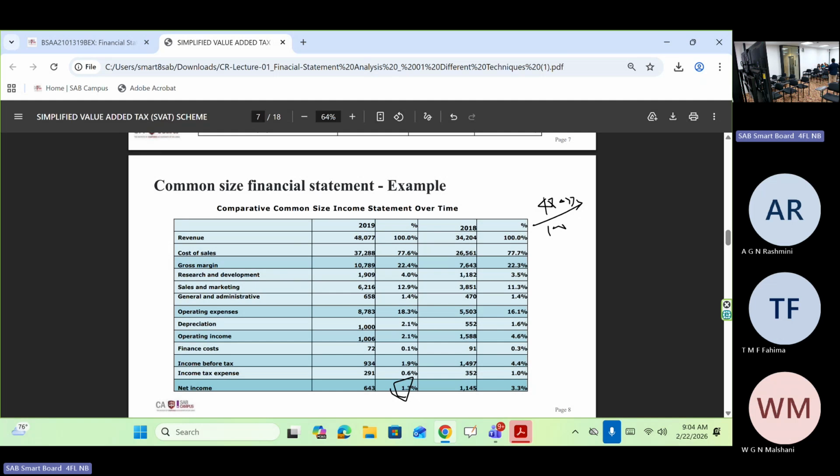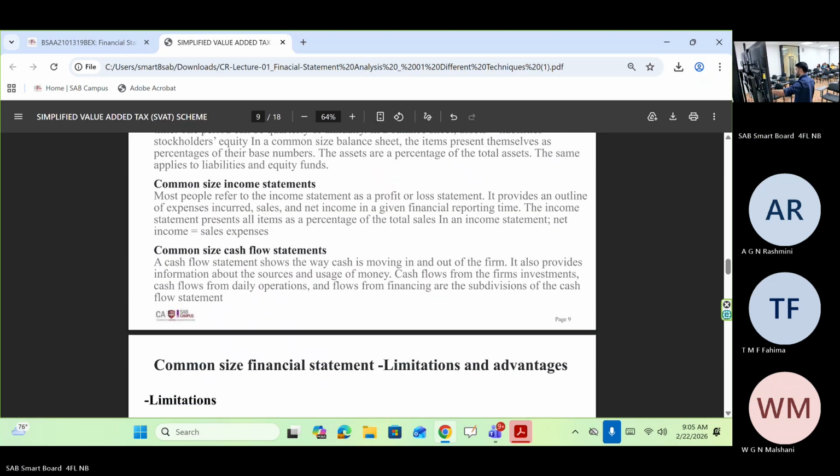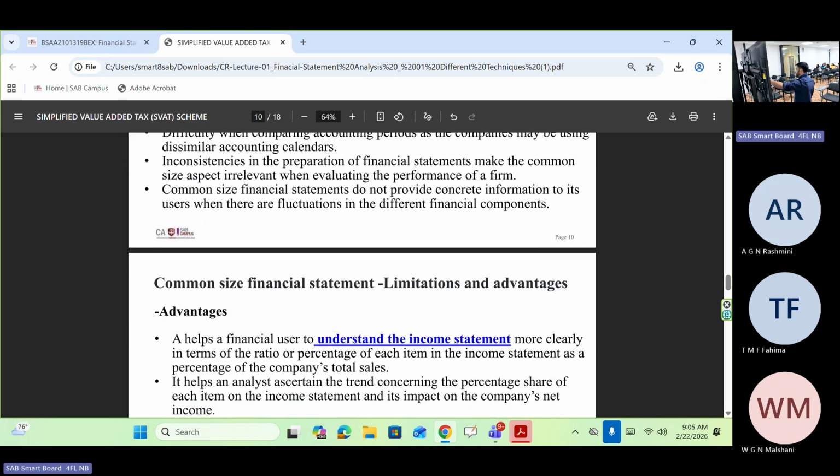You can say that the total asset inventory composition is higher compared to Y company. That is a limitation of common size financial statement analysis, right? I hope it's clear. Then what are the advantages?